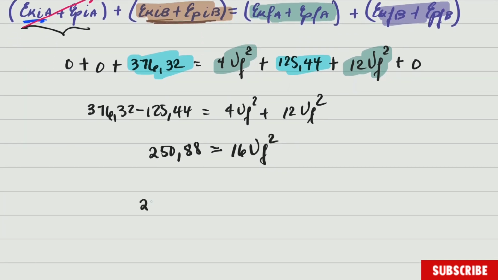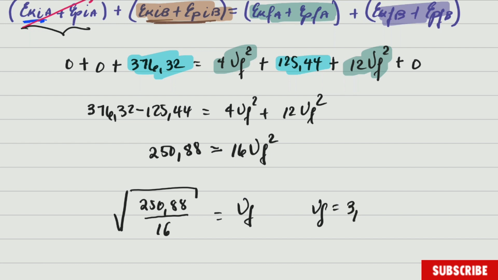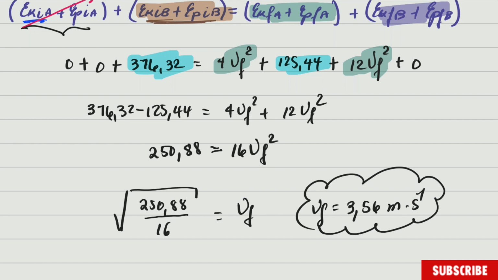So this one is 250,88 divided by 16, and then the square root of all that is equal to the final velocity. So the final velocity is going to be equal to 3,56 meters per second. That is the final speed with which block B reaches the ground, which is the same speed of block A at that specific time.